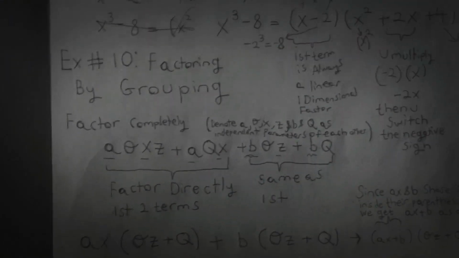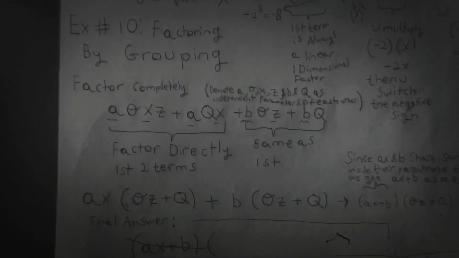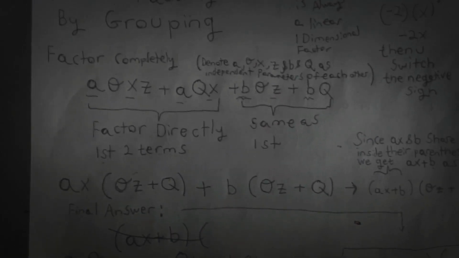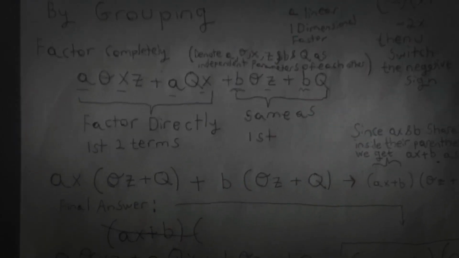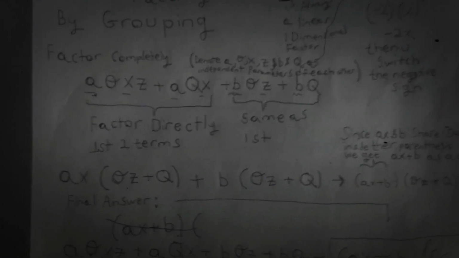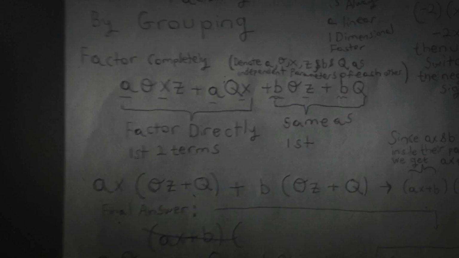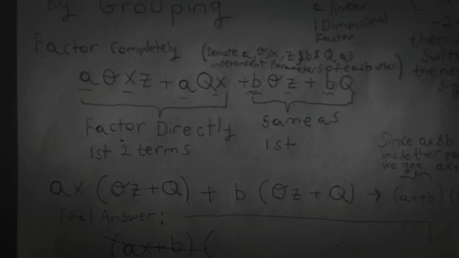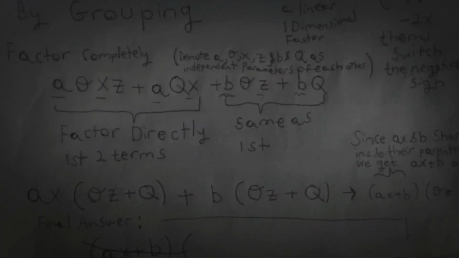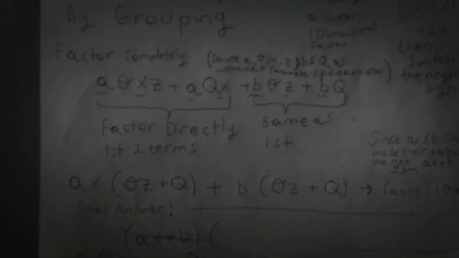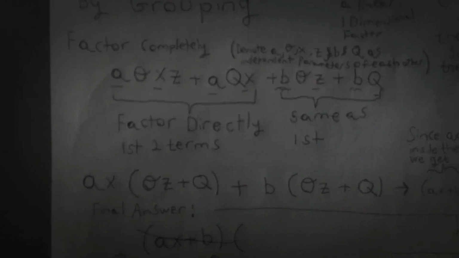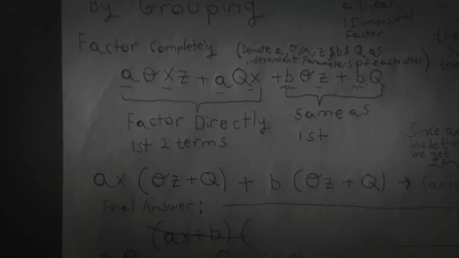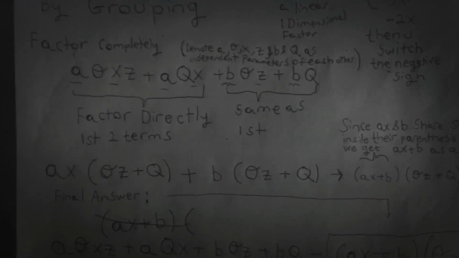Now here we have the next method called factoring by grouping. Now we must factor this problem completely, denoting a, theta, x, z, b, and quotient as independent parameters of one another. Now we have this problem, a theta x z plus a q x plus b theta z plus b quotient. The first two terms, let's try to factor them directly out, since it's the simplest way to factor the problem. And factor out the last two terms.